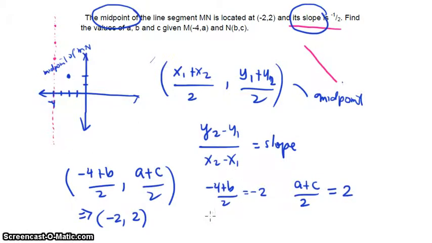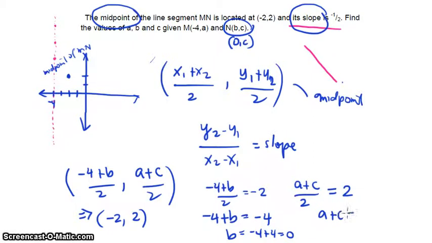From this equation alone, we can actually solve for b. So this is the same as -4 + b = -4, by multiplying both sides by 2. And with this, we can see that b is equal to -4 + 4, or simply 0. Okay, so we found the value of b. So this x-coordinate of N is actually 0, but we still don't know the c. Now in the second equation, we have (a + c)/2 = 2. If you simplify this, this is equivalent to a + c = 4.